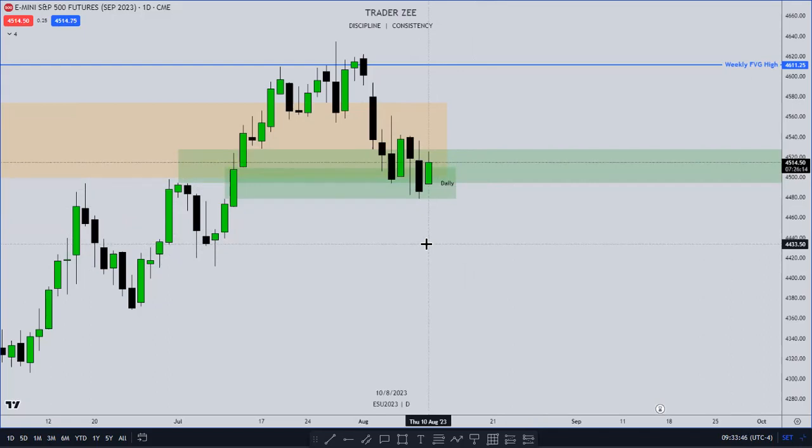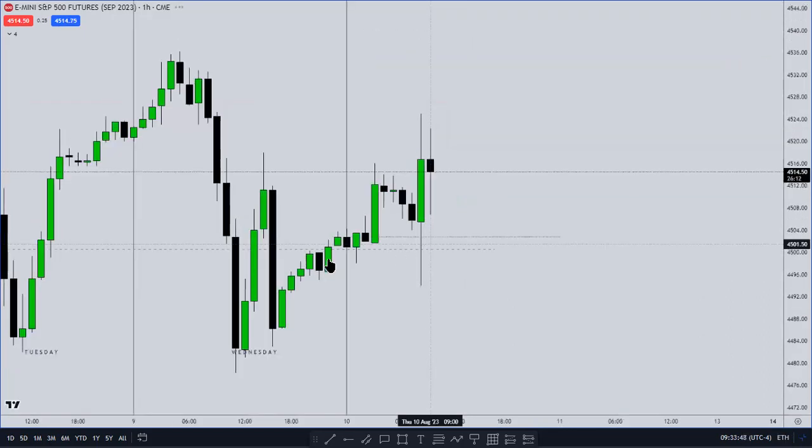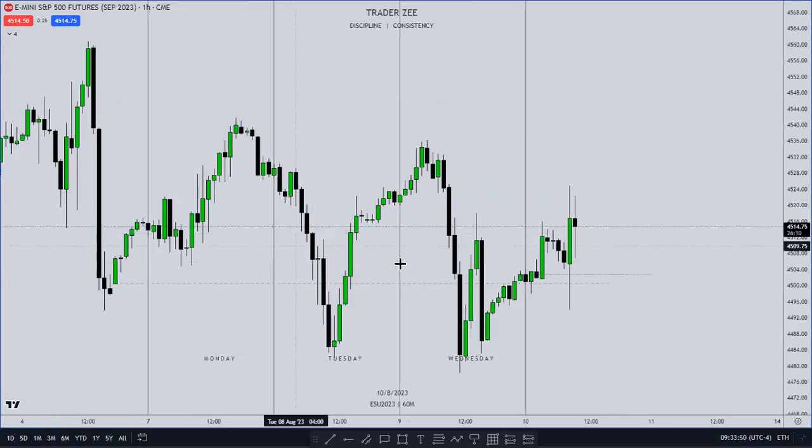So let's go down to the RV now. This is what I'm talking about. This is Wednesday's range, and we took out this high, but took out these lows, but still inside of this range. This is yesterday's PM session high.